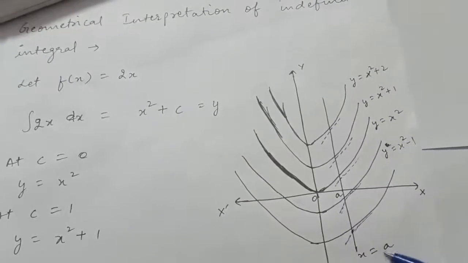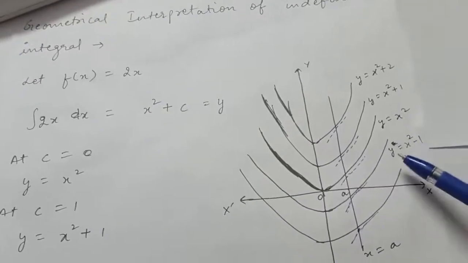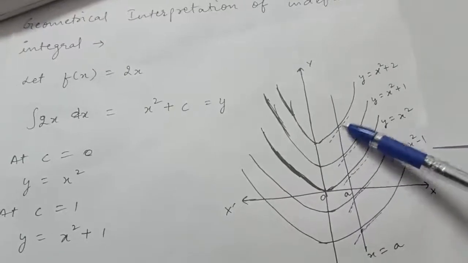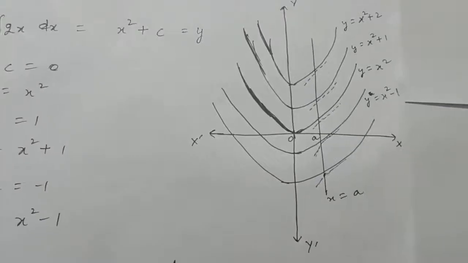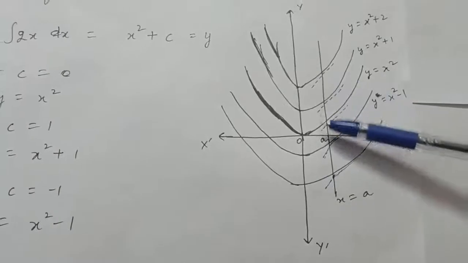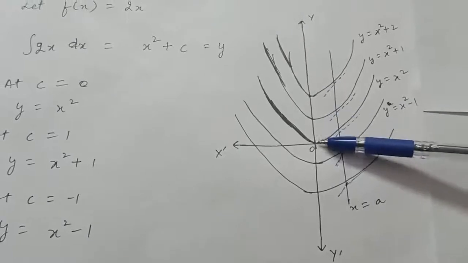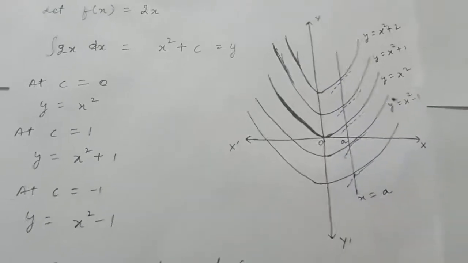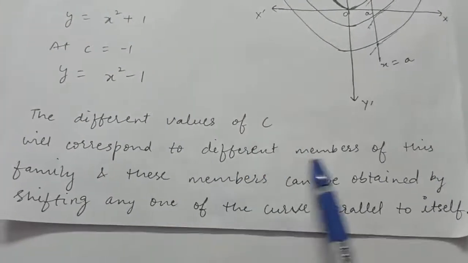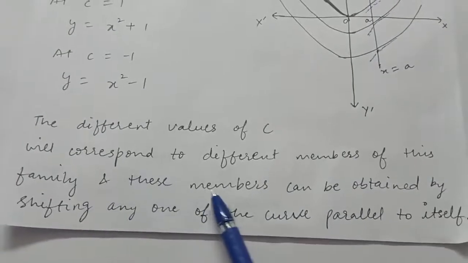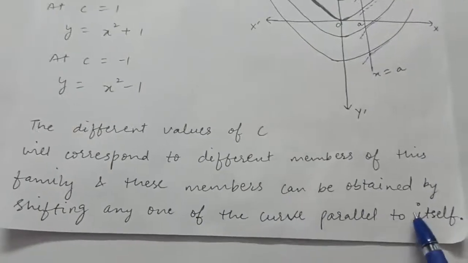So you can see at this point, the slope of the tangent of all the functions will be 2a. So the tangents are parallel to each other. And because tangents are parallel to each other, we can get members of the family by just shifting any of the curve parallel to it, right? So this is only the geometrical interpretation that for different values of c, you will get different members of the family, and these members can be obtained by shifting any one of the curves parallel to itself.